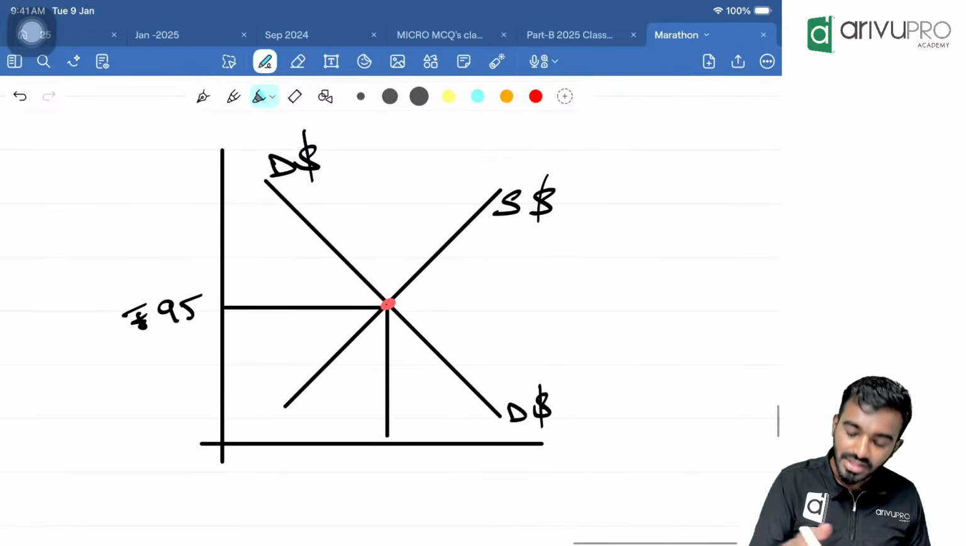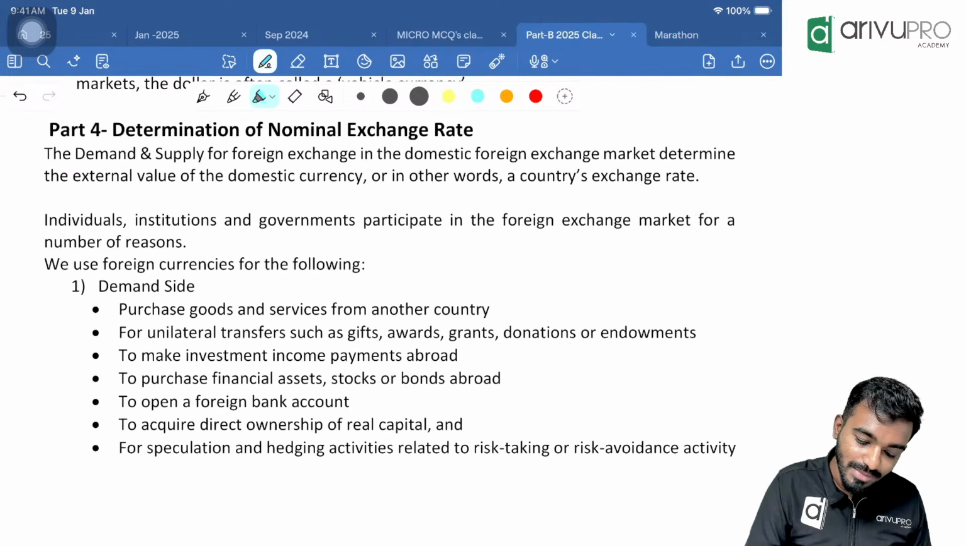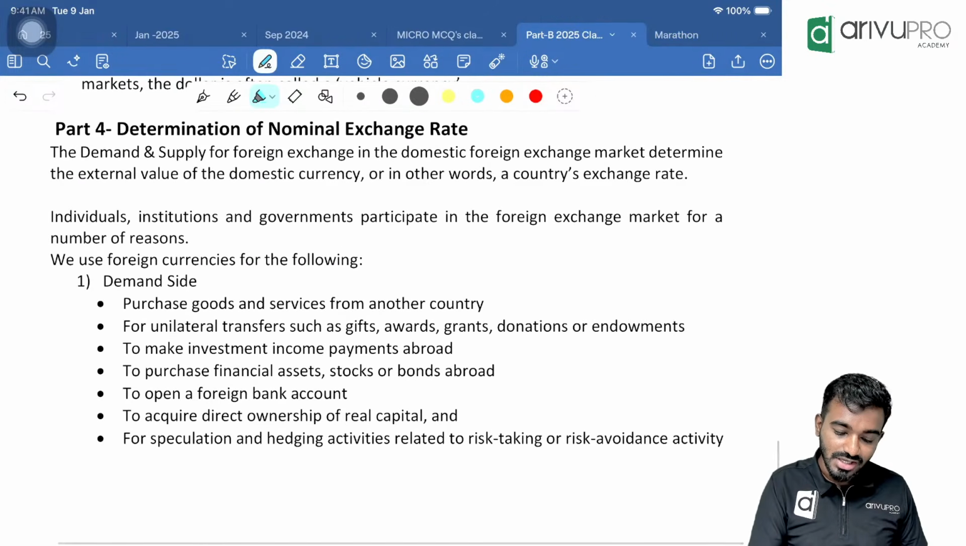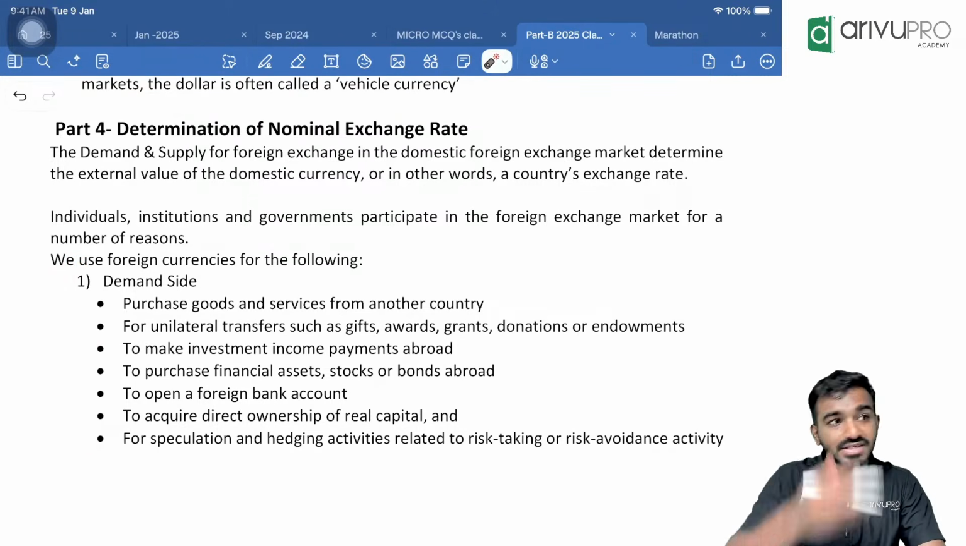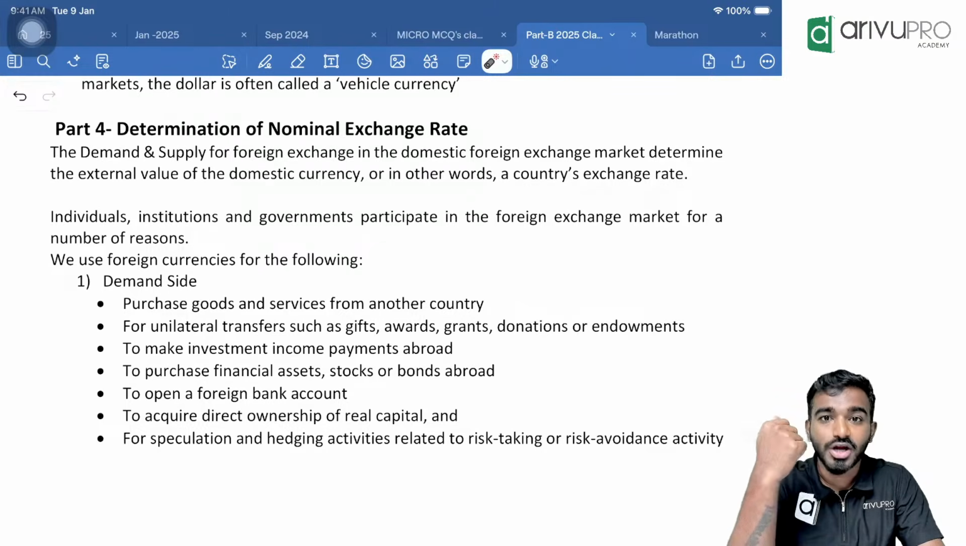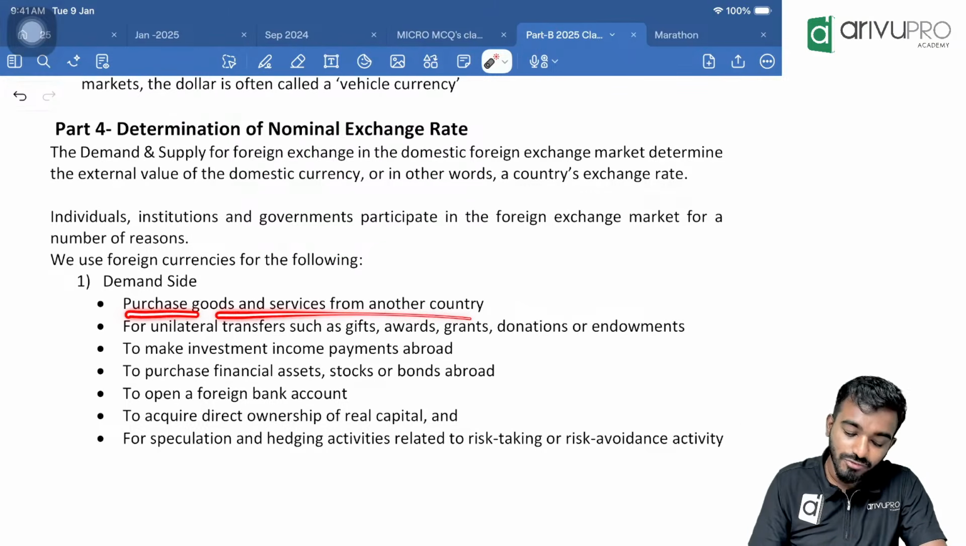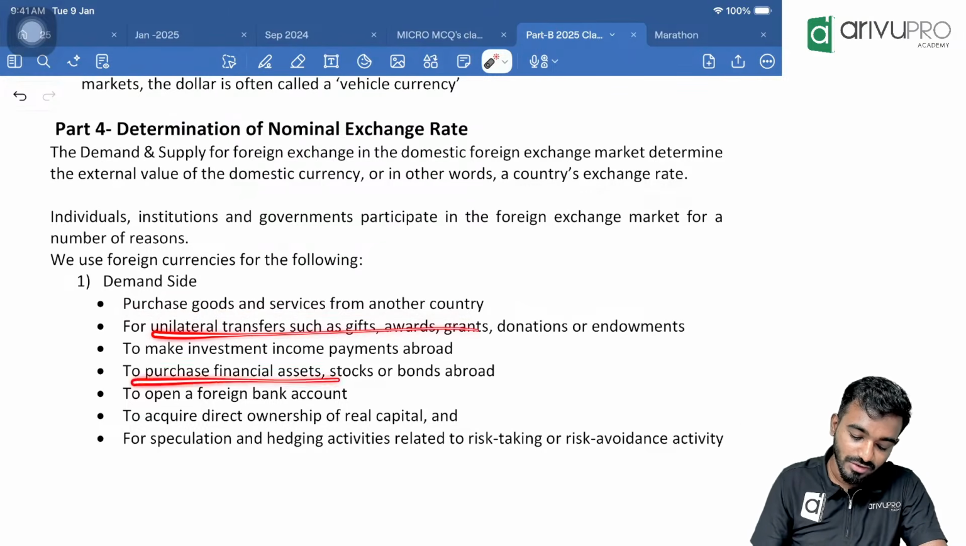Simple. Due to demand and supply. In this, demand may change or supply may change. The reasons, all the theories are given. Why do you need demand? Why are you demanding? Your money is going outside. I'm buying some foreign asset, some foreign stocks, purchasing some foreign goods and services. Unilateral transfer. Purchasing of financial assets, stocks and bonds abroad. I'm opening a foreign bank account.